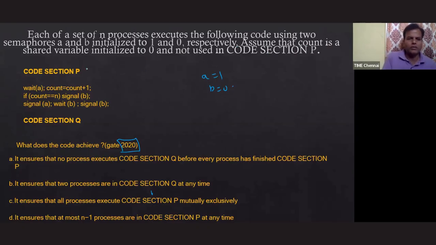and not used in the code P. So inside this P, there is no count variable. So what is the count value initially? 0. Okay, fine. Let's see what can be the answer for this one. What does the code achieve? Okay, it ensures that no process executes code section Q before every process has finished code section P. Let's see, sir, whether it is possible or not.